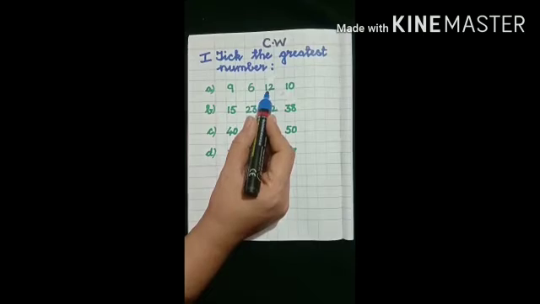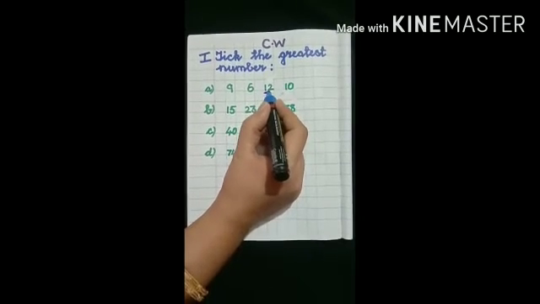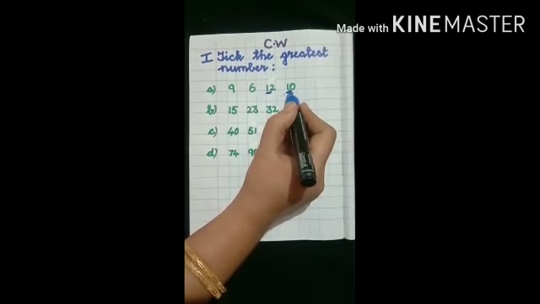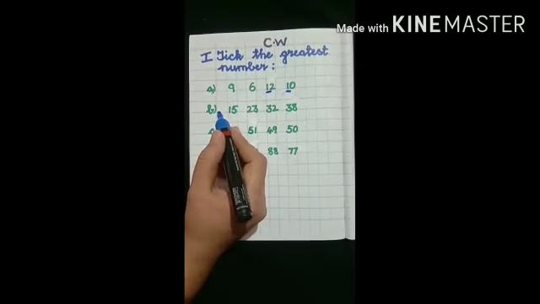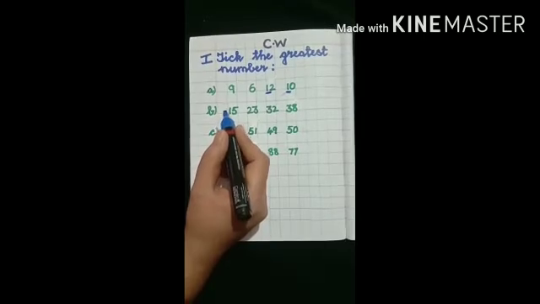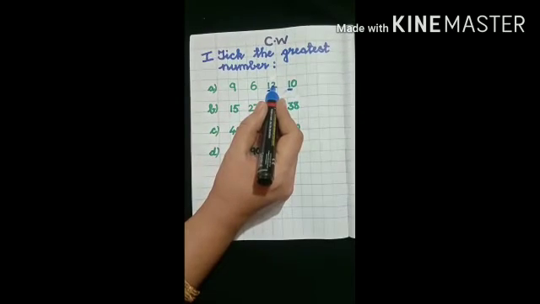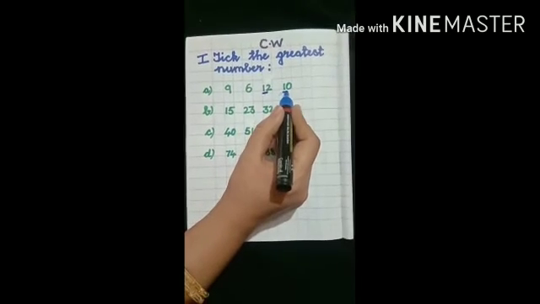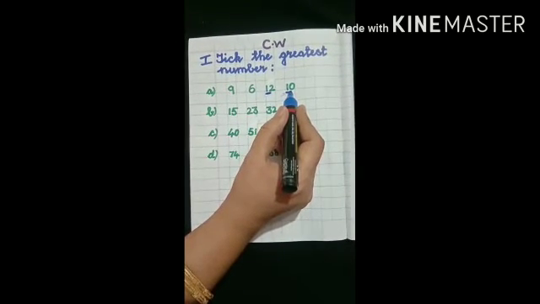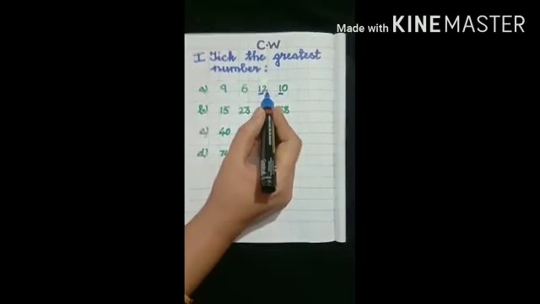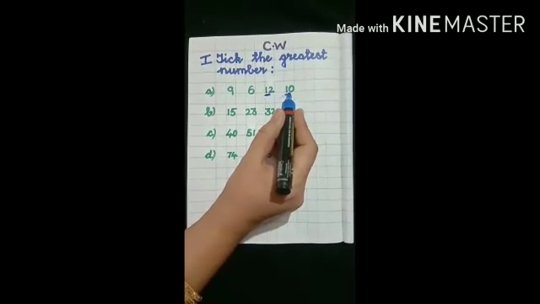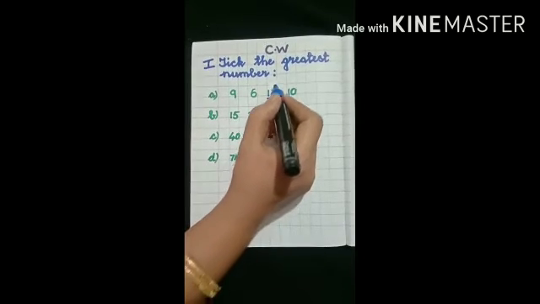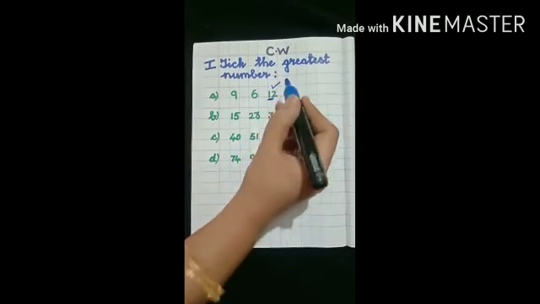The first digit in 12 is 1 and in 10 also 1. If the first digit is same in both the numbers, we should check the next digit. So in 12, 2 is the next digit and in 10, 0 is the next digit. Now, which is bigger, 2 or 0? 2. Yes. So, 12 is the greatest number.